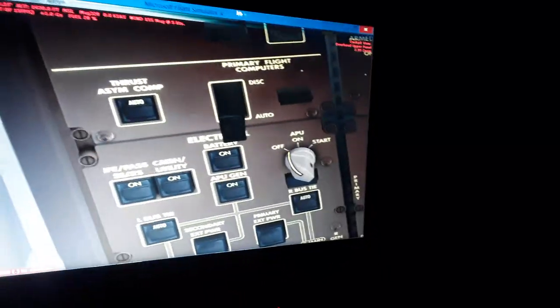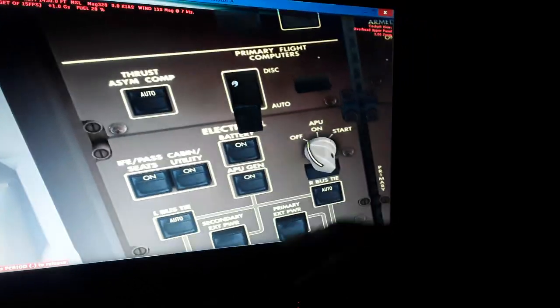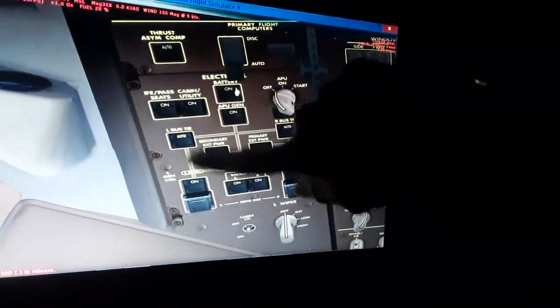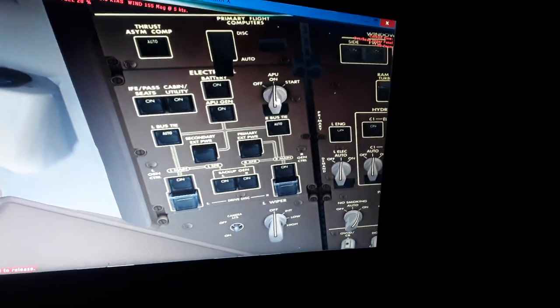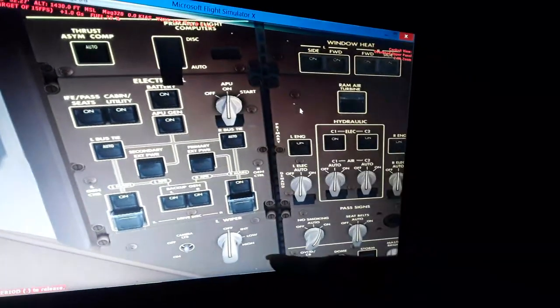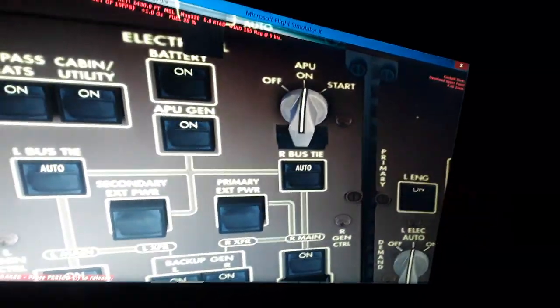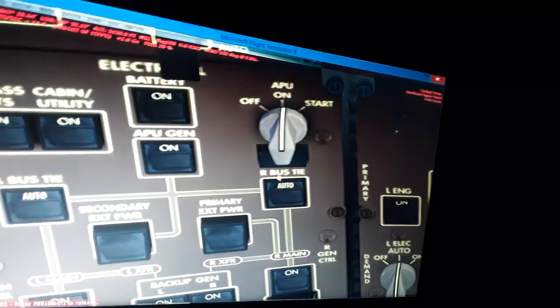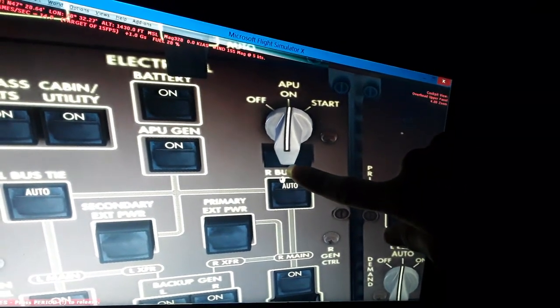We have the primary flight control computers here. We have the electrical, I told you, left engine, right engine, backup generators, the APU also. We need to start the engines like this, and the batteries, primary and APU. So you will see this is going to give us a signal that the APU is starting in a couple of seconds.